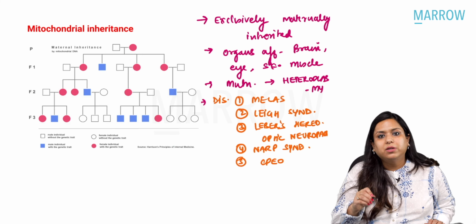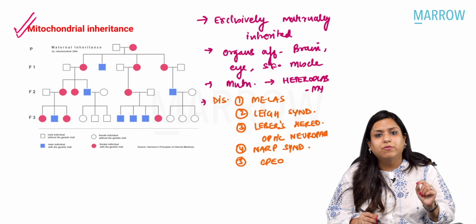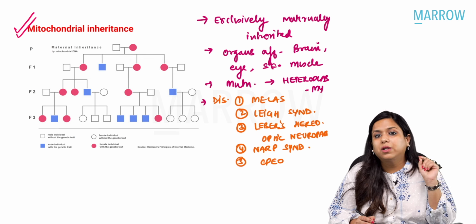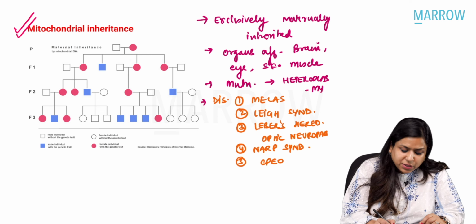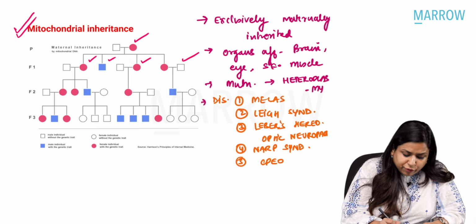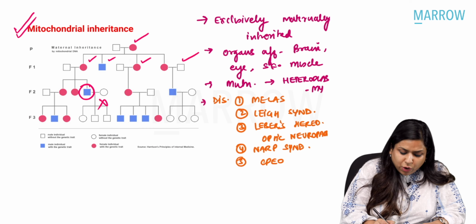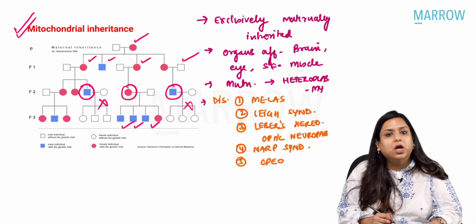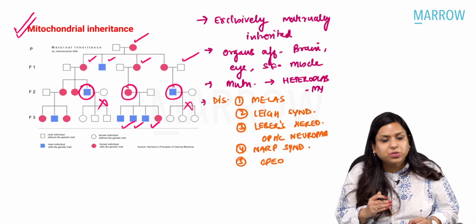Lastly, mitochondrial inheritance, also a very popular and hot topic, students. Few things which you have to remember. M for mitochondrial and M for maternal. It is always maternally inherited. That means from the mother, it will go to all the kids. You can see in this pedigree, from this father, it is not going to go to any of the kids, so it will stop there. From this mother, it is going to go to all the kids. Understood? So this is mitochondrial inheritance which you need to know.